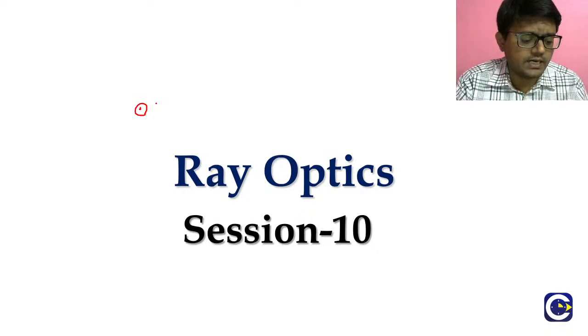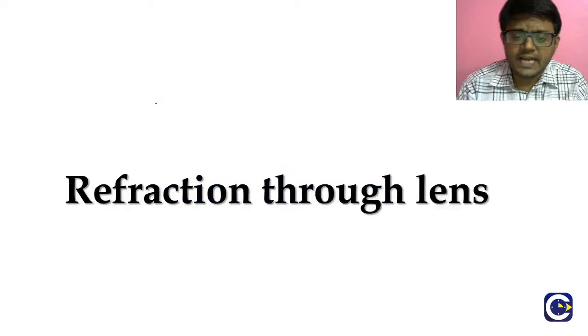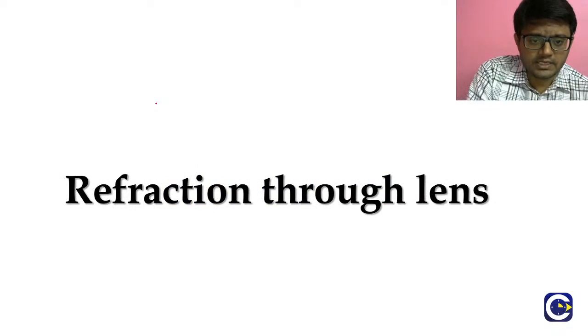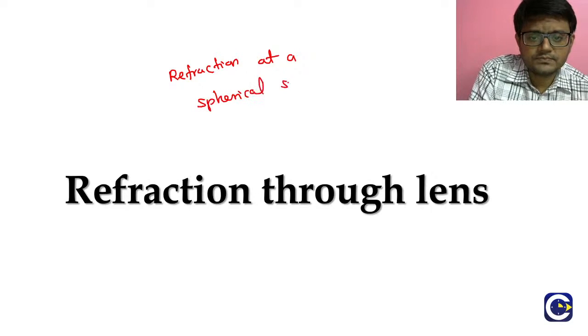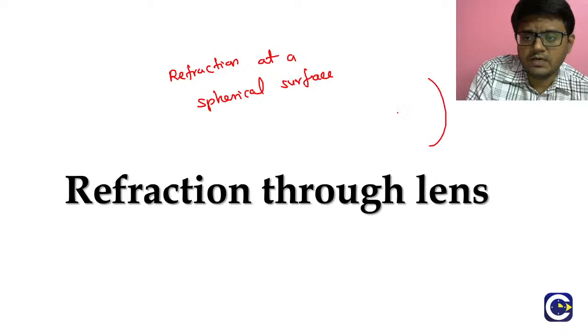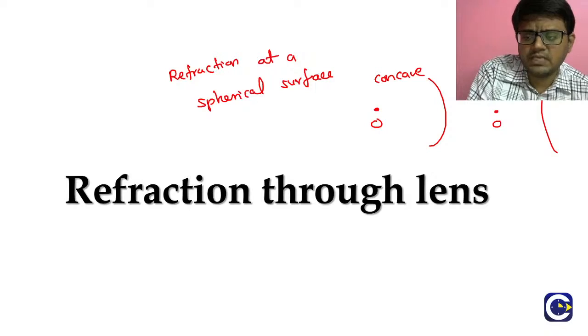Actually, what we were doing in session 9 is we talked about the refraction at a spherical boundary. So we talked about the refraction at a spherical surface. In this also we have seen that we may have the object kept on the concave side, or we may have the object kept on the convex side. Like this we have seen the scenarios.